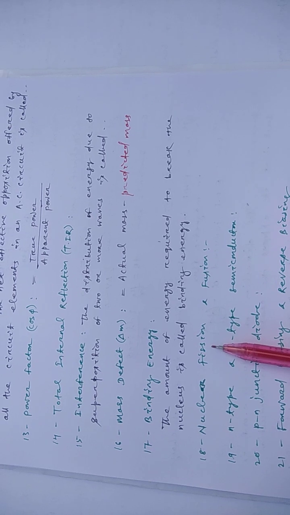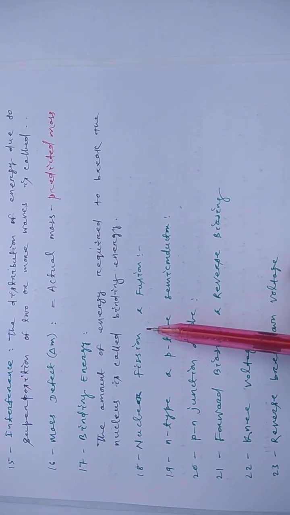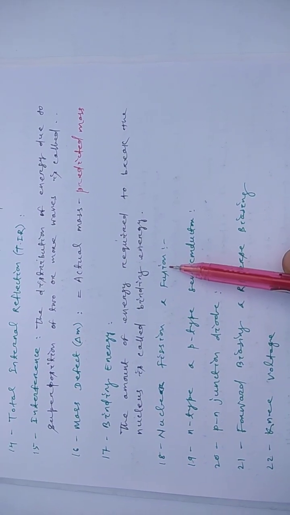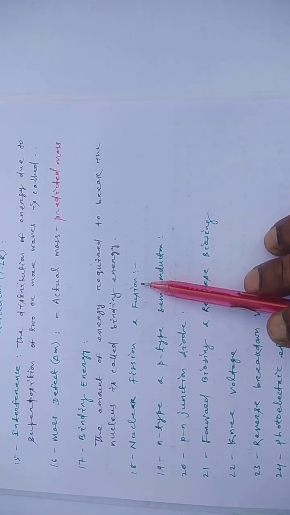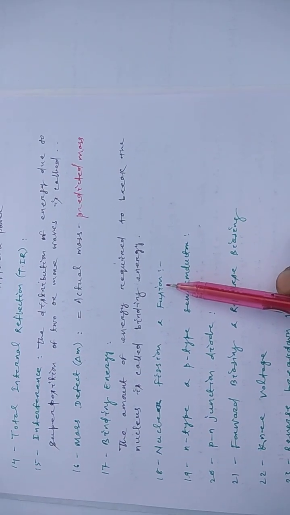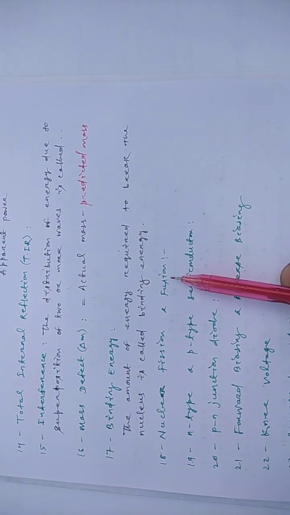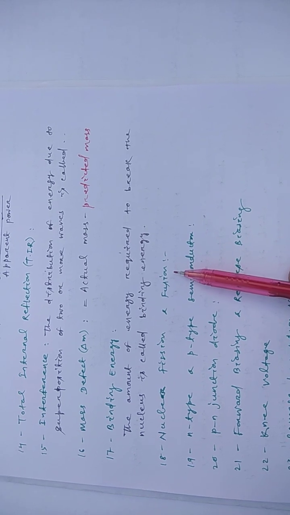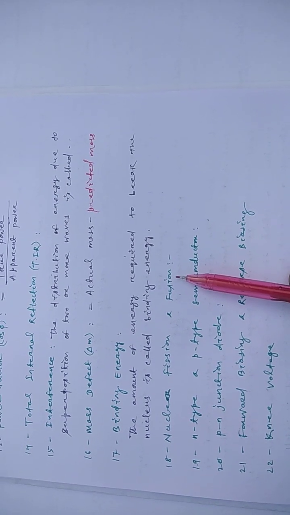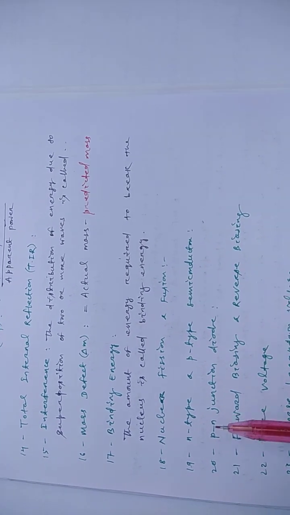Nuclear fission and fusion. Nuclear fission means when a heavier nucleus breaks into lighter nucleus, energy is emitted. That process is called nuclear fission. Fusion is opposite, when two lighter nuclei fuse to make a heavier nucleus. Okay. Some energy is also released. That process is called fusion.